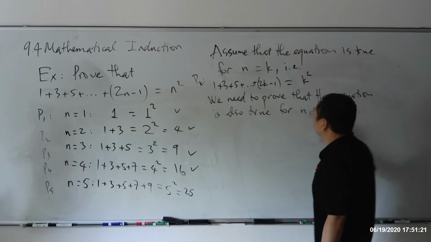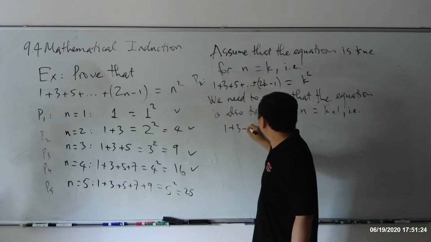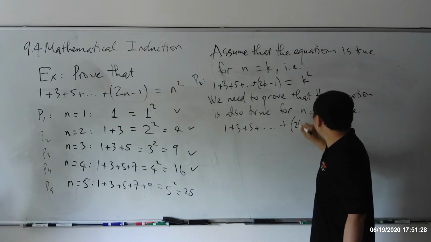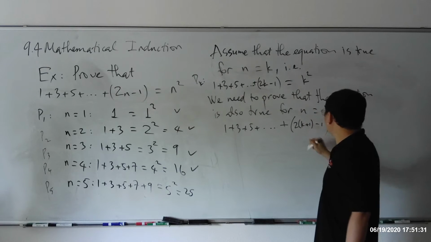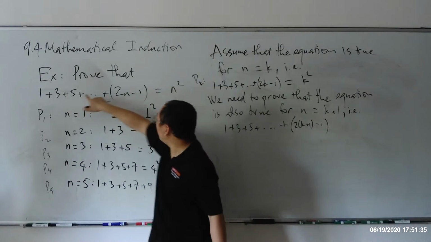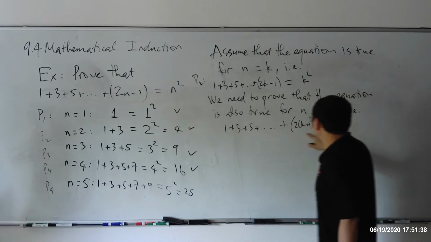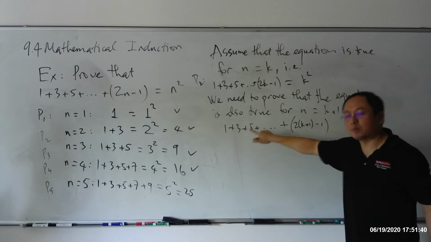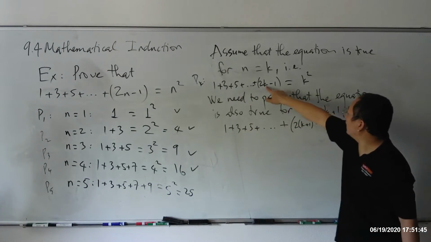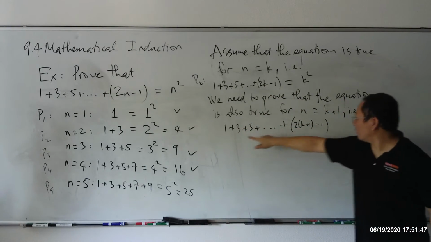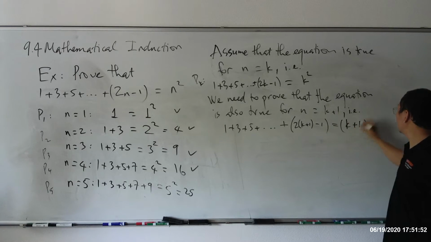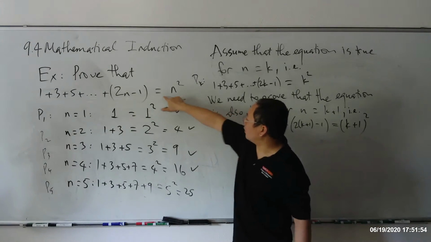Which means what? 1 plus 3 plus 5 plus all the way to 2 times k plus 1 minus 1. You guys see how I write it right here? n equal to k plus 1, right? So I plug in n equal to k plus 1. And this really means what? The sum of the first k plus 1 odd numbers. So this is the sum of k odd numbers when n is k. Then with n equal to k plus 1 it is the sum of k plus 1 odd numbers. It's going to be equal to k plus 1 squared because now n equal to k plus 1.